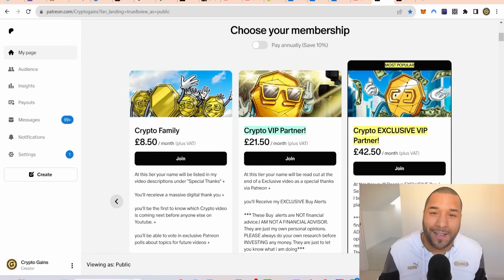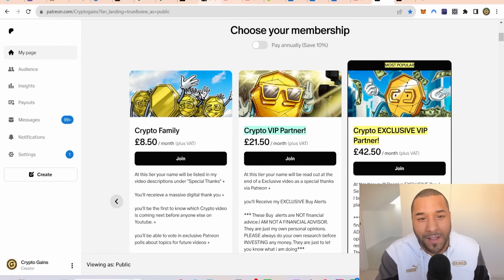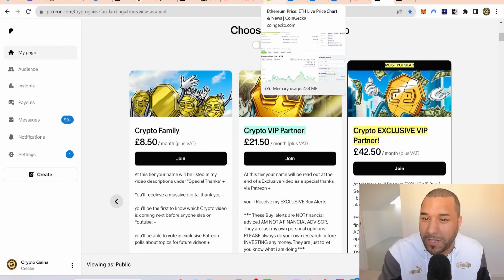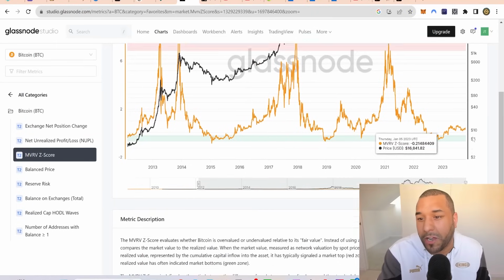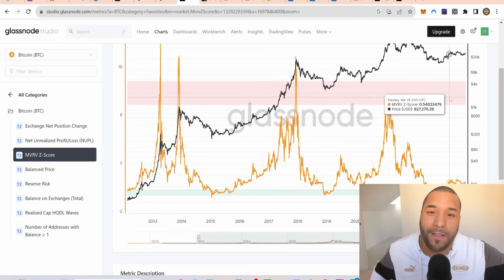Guys, this is what it's telling us. It's turning green. We've got to flip and sort ourselves out, because Glassnode is just turning red. We better flip and sell.